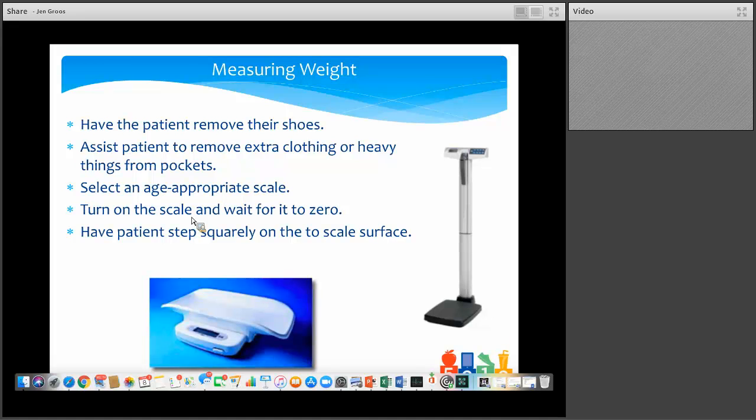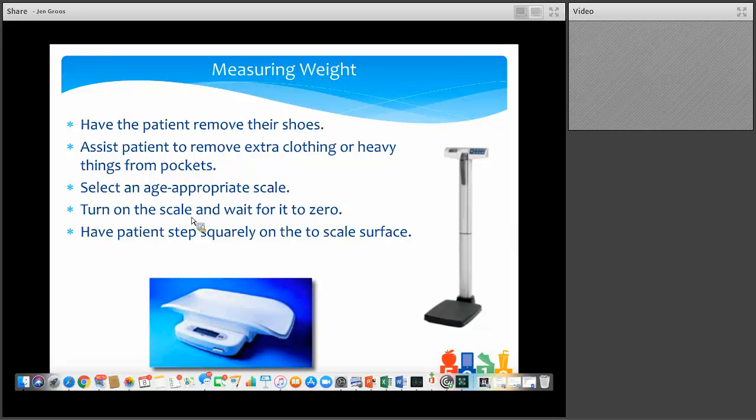It's also important to consider the maximum weight that your scale can accurately measure, and make sure that you're sensitive to the needs of the patients that you're serving, and have a scale that can accommodate all sizes of patients in your practice. So once you've selected the appropriate scale, turn on the scale and make sure that you've zeroed the scale and allowed it to come to zero, and then have the patient step on the scale squarely to the scale surface.